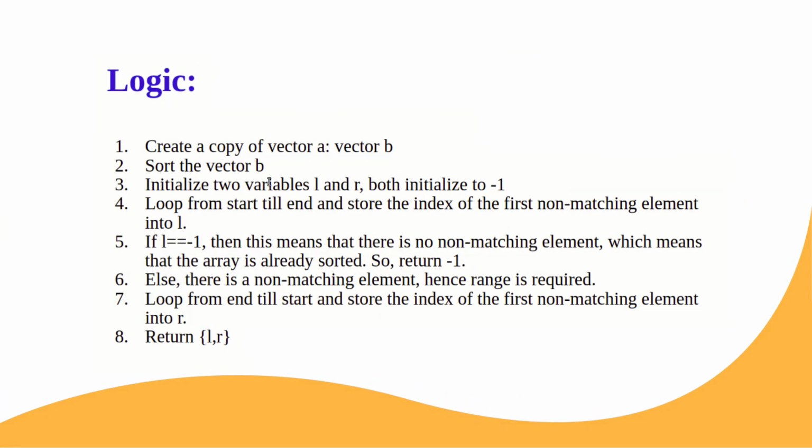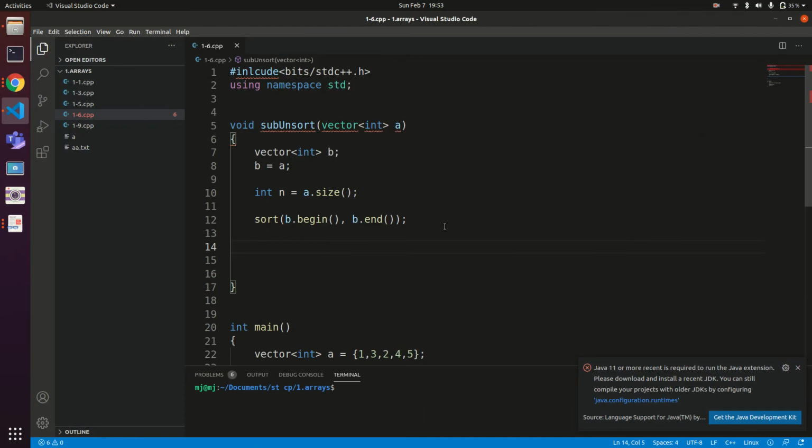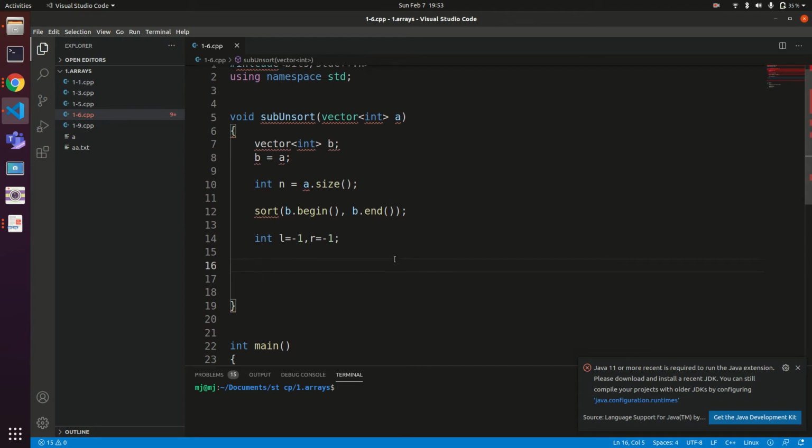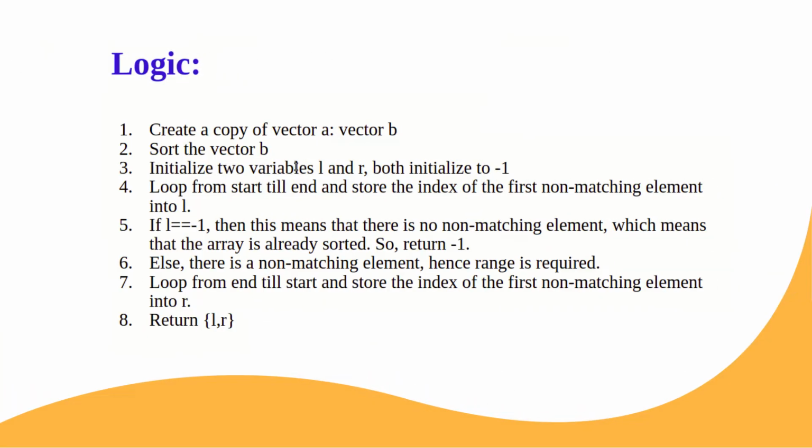Let's come to the next section. Initialize two variables L and R, both initialized to -1. So what do we need L and R for? To keep track of the leftmost and the rightmost indices, as we need to return a range. Okay, so we have done that.